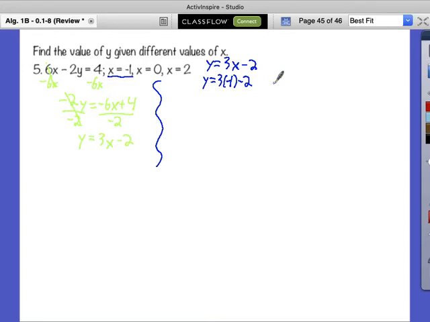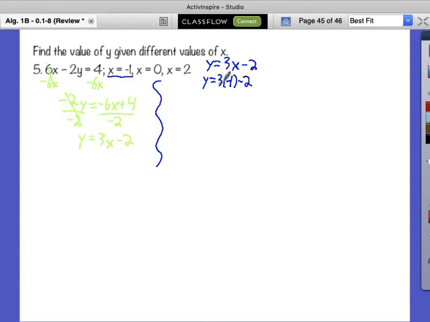So we're trying to figure out our big problem, which is finding the value of y in 3 different instances: when x is -1, when x is 0, and when x is 2. Right now we're trying to figure out what y is when x is -1. So we plug in -1 for x.